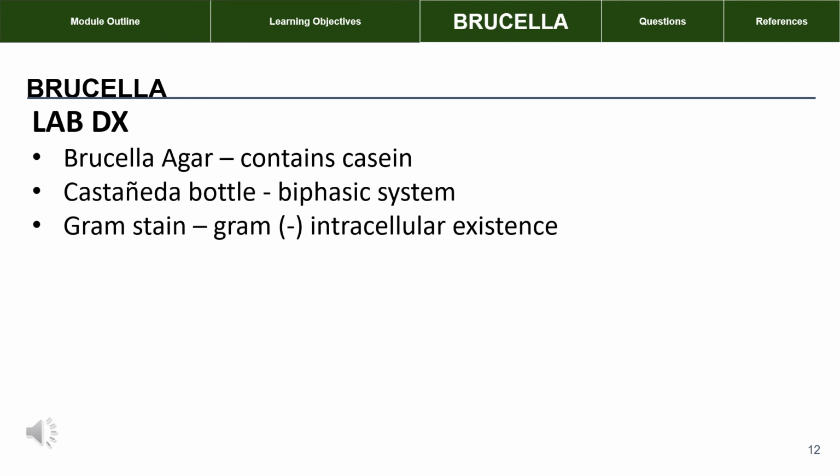For the lab diagnosis of Brucella, you have Brucella agar, which contains casein. We have the Castaneda bottle. So put an underline or a highlight here. Castaneda bottles are used because they have a biphasic system. And then you have the gram stain, which shows a gram-negative organism with intracellular existence.